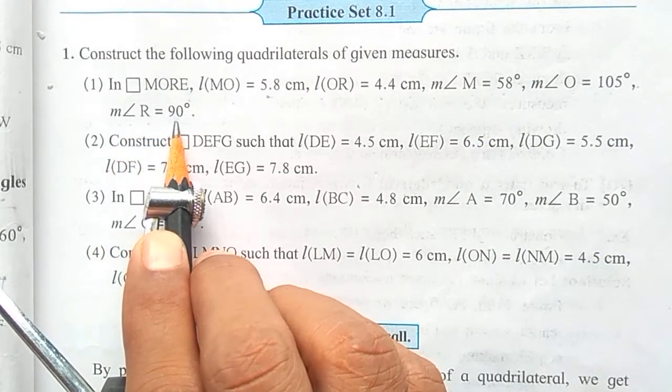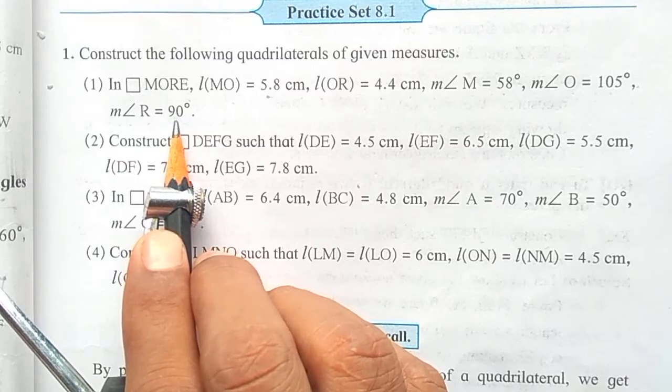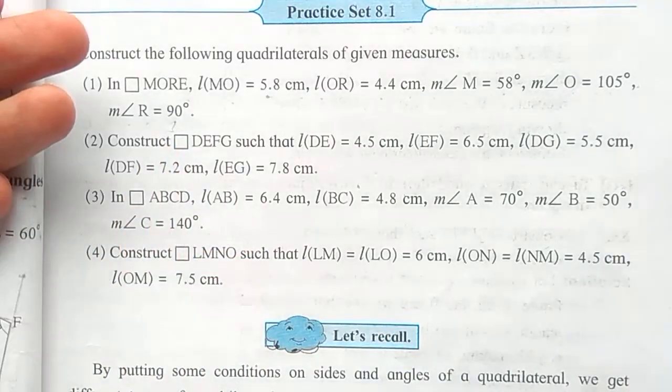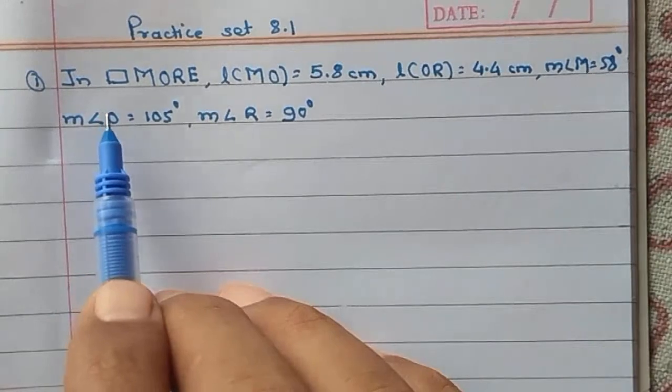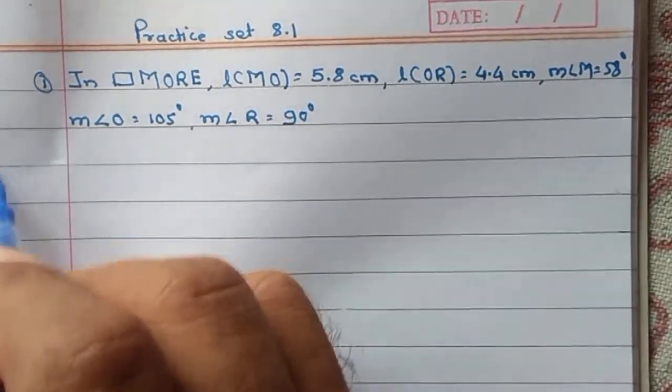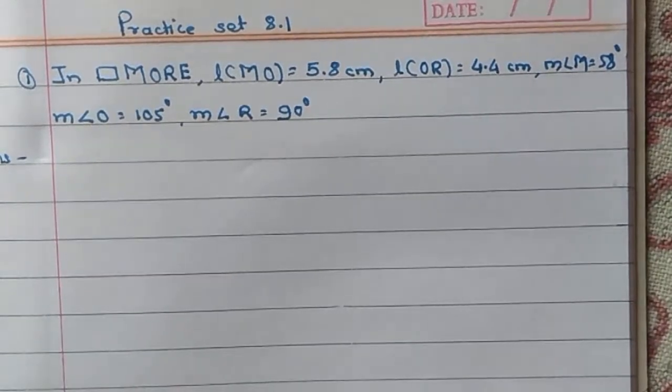Okay. So first thing what we are going to do, we are going to draw the rough diagram, and then according to the rough diagram, we are going to draw the final construction. Here the first example is written now. Already I have explained it. Now let us draw the rough diagram.